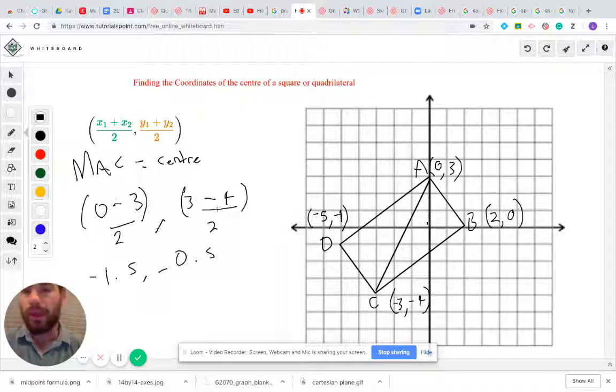All right, and then we have the 3 from the y value here, y1, minus y2. Now that would technically in the formula be y1 plus y2, but because we've got a positive and a negative, it's going to be 3 minus 4. So we're going to end up with negative 1 divided by 2. We bring down that negative 0.5, and then of course 0 minus 3 is negative 3 divided by 2, negative 1.5.